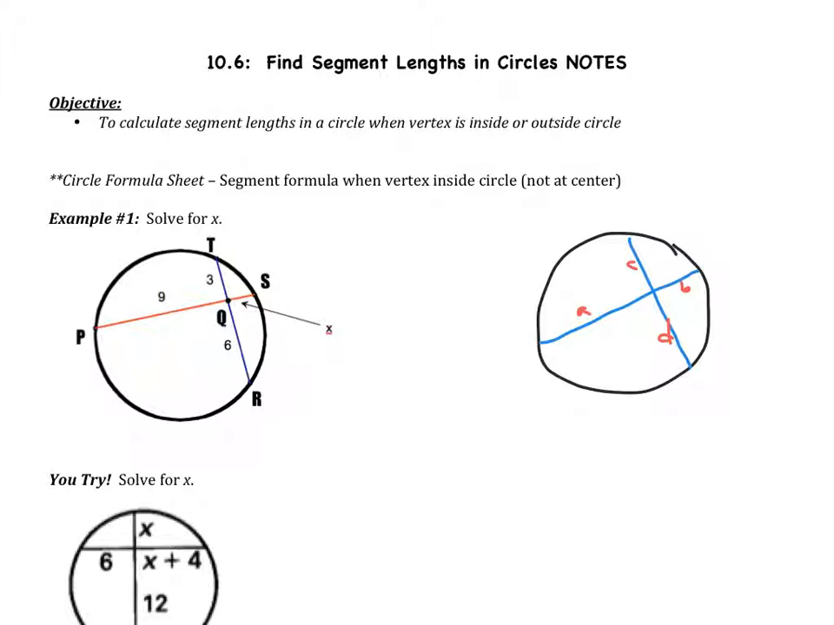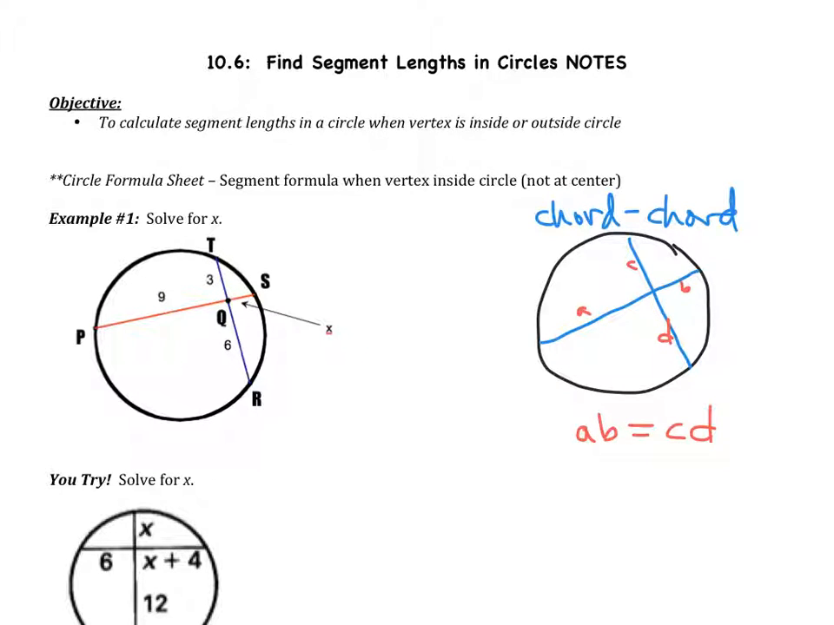All right, so the first formula deals with our chord situation. So this is our chord and chord intersecting. What we are going to learn is that A times B is equal to C times D. The left part of the chord multiplied by the right part of the chord is equal to the left part multiplied by the right part.